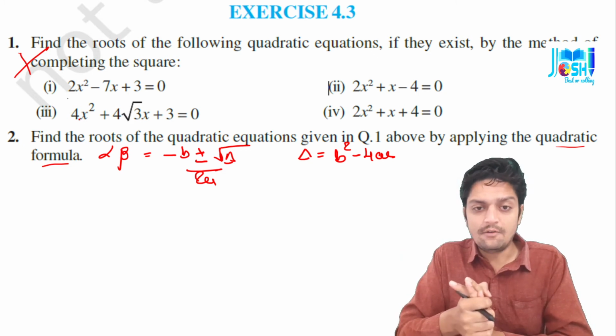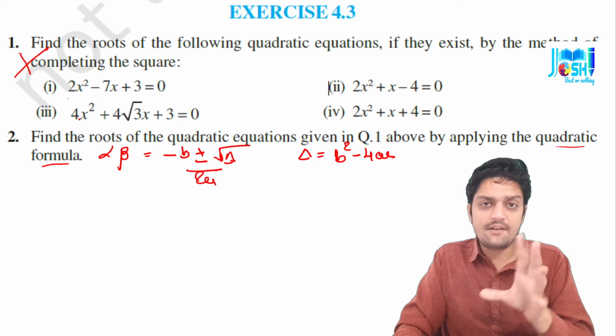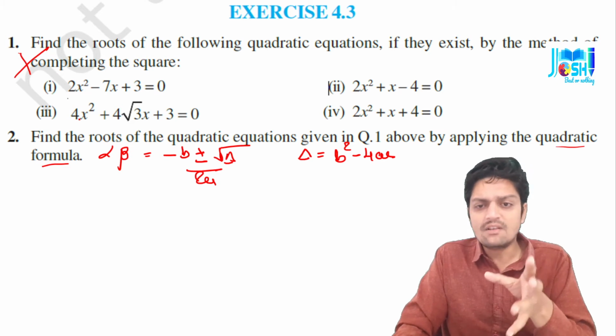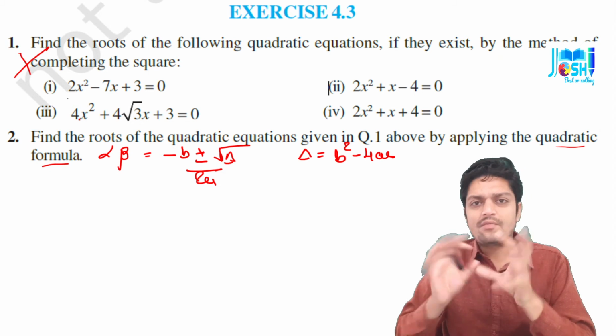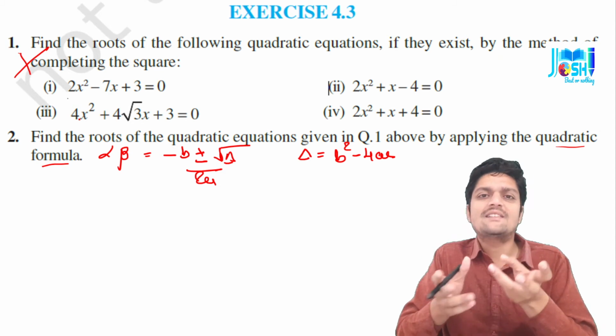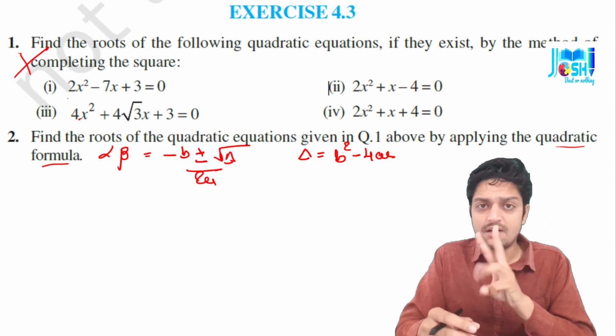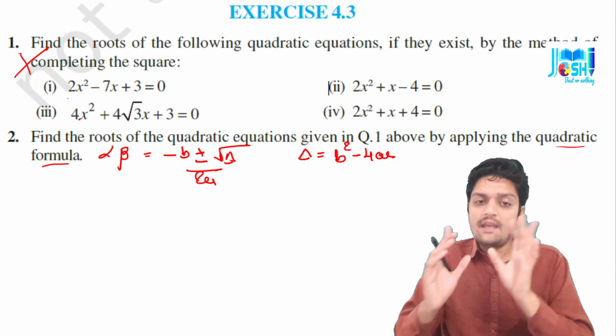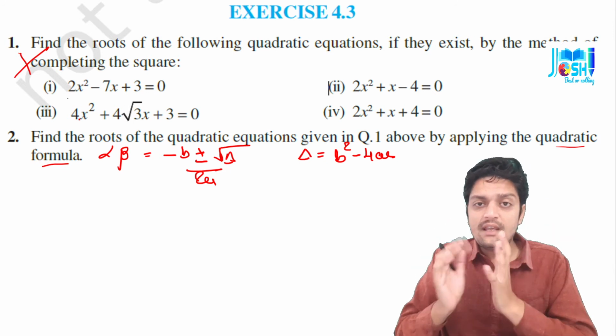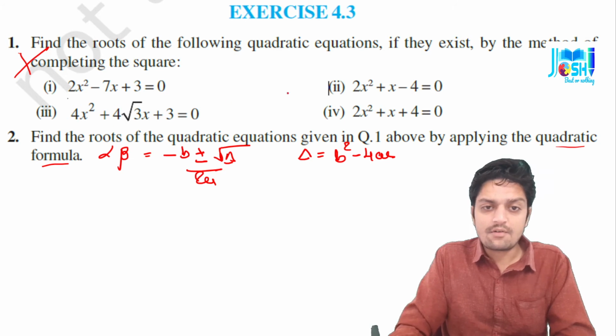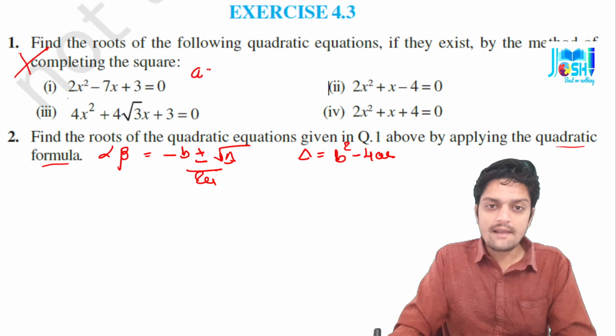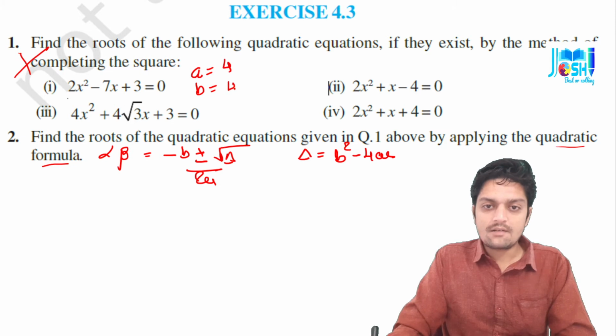Now I will solve one question only, the third one, because the third has some kind of root and you will feel it is a little bit hard. First of all, we have to write what a, b and c are. Here it is 4x square plus 4 root 3 x plus 3. So a is equal to 4, b is equal to 4 root 3, c is equal to 3.